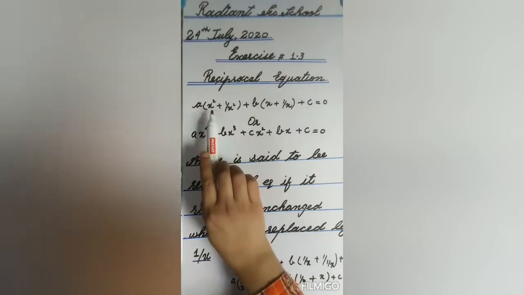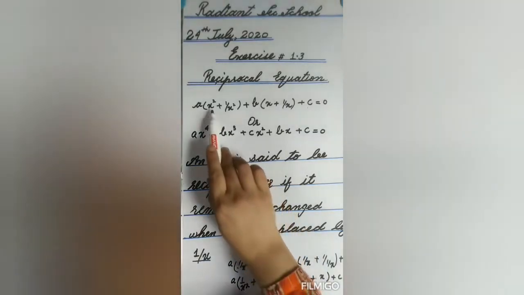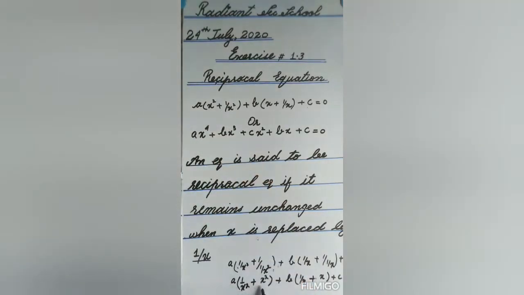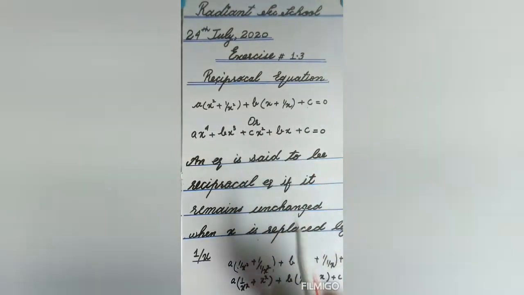Now check the difference between this equation and the first one which I have written. Here it is a into x square plus 1 over x square, and this is 1 over x square plus x square. Both are same. Now check the next term, b into x plus 1 over x. Here it is 1 over x plus x. These are also same, plus c equals 0. Now we can say that the equation which I have written and the equation in which I have replaced x by 1 by x, both are same.